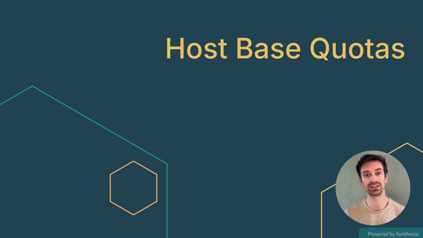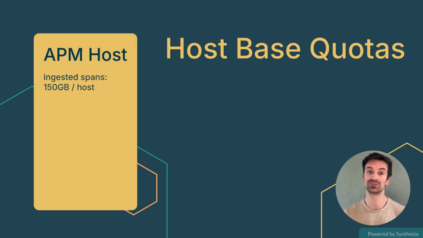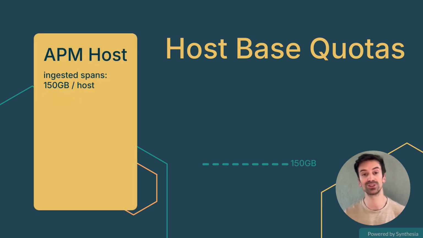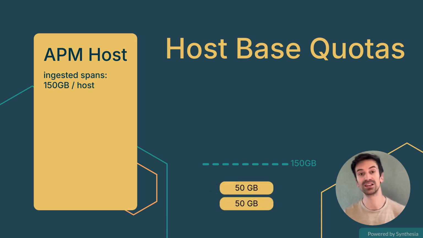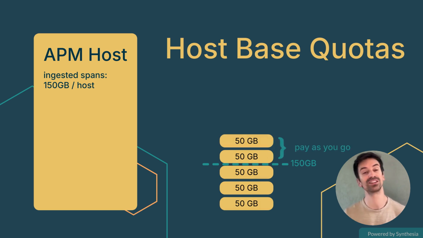For products where pricing is primarily per host, each host package includes a certain amount of usage-based products. Let's select an example to clarify. For example, an APM host comes with 150 gigabytes of ingested spans included. If you stay under that limit, there's no extra charge. But anything above it is billed on a pay-as-you-go basis. So if I use 250 gigabytes in total, I'd only pay for the extra 100 gigabytes beyond the included quota.